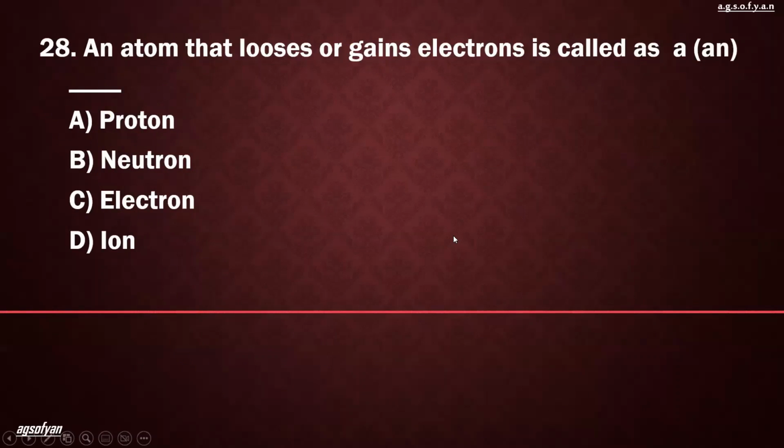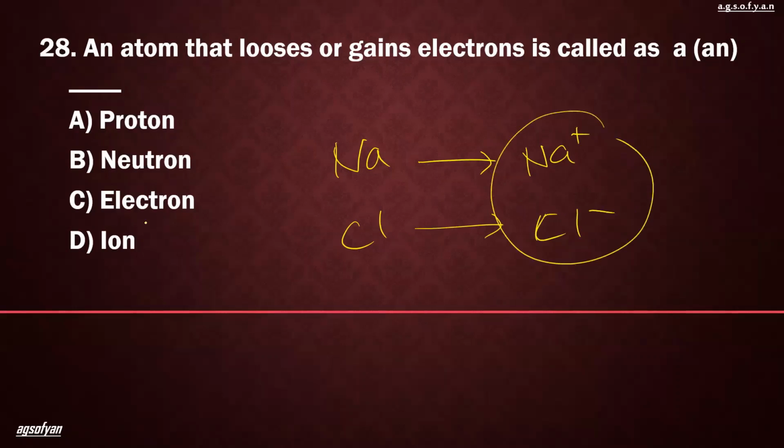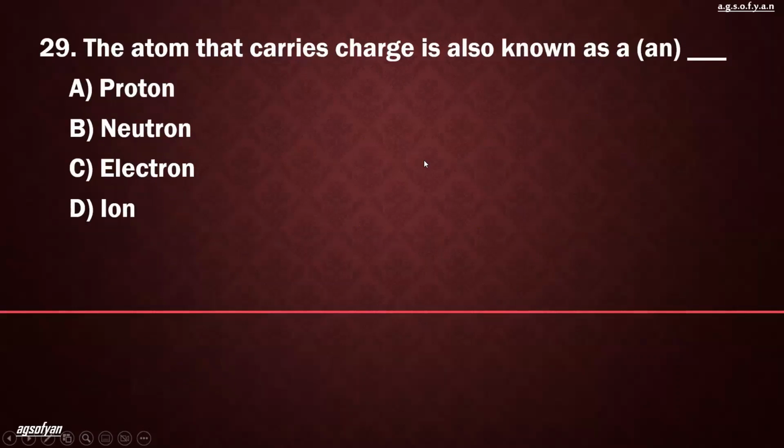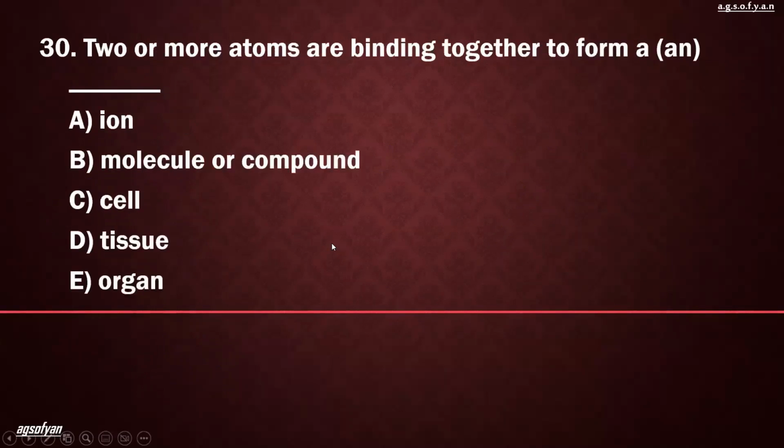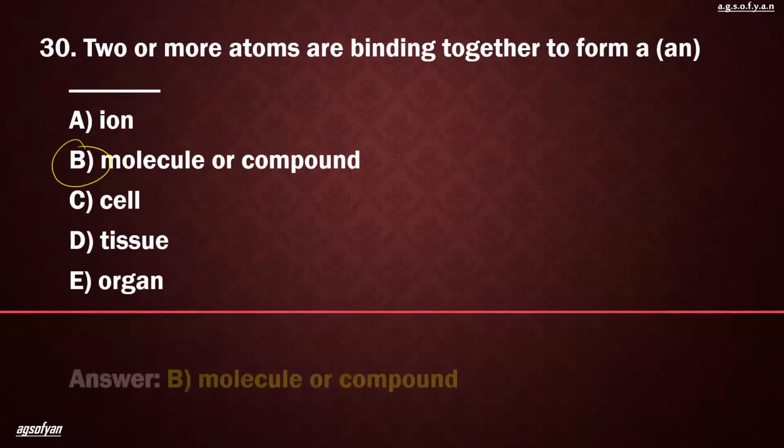An atom that loses or gains electrons is called what? If it is Na, when it loses an electron, it becomes positive. Chloride actually gets an electron, therefore chloride becomes negative. They are all called ions. The atom that carries charge is also known as an ion. Two or more atoms binding together form a molecule. Remember that sequence: atom, molecule, cell, tissue, organ, and so on.